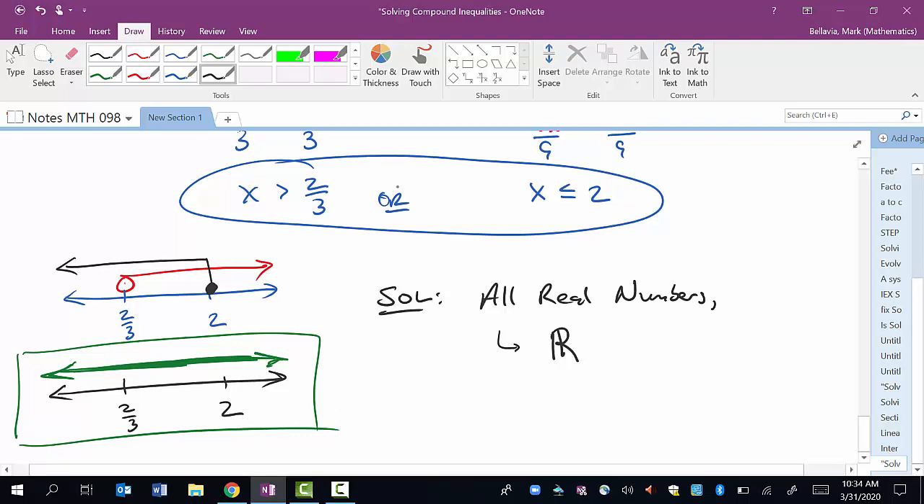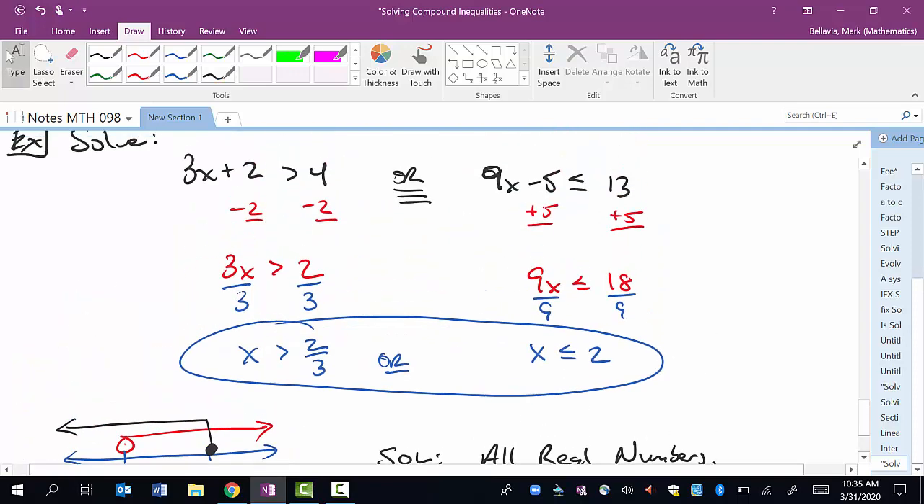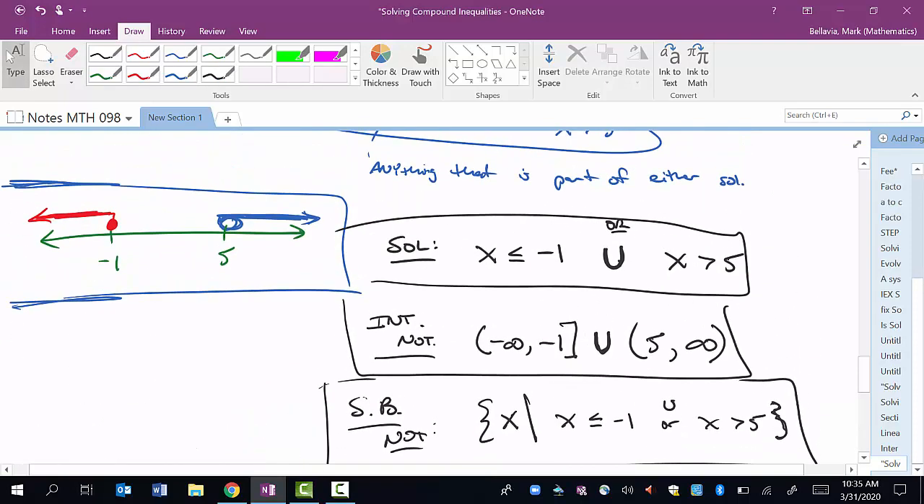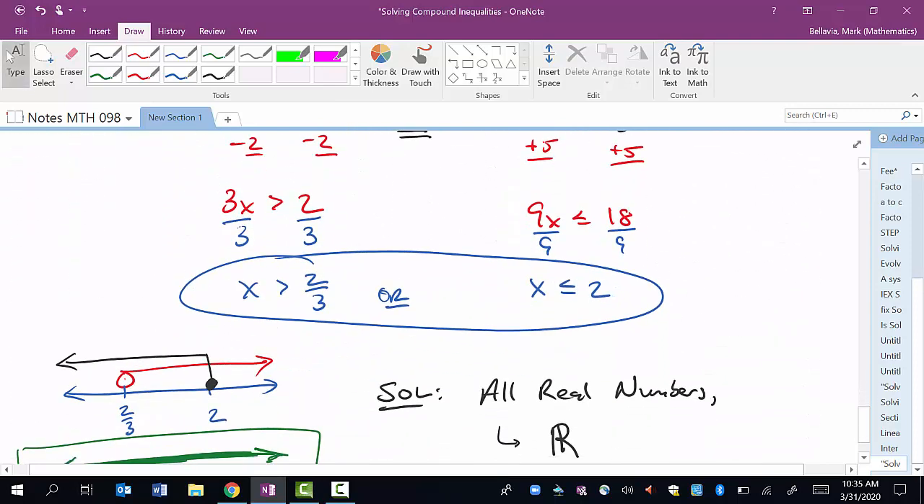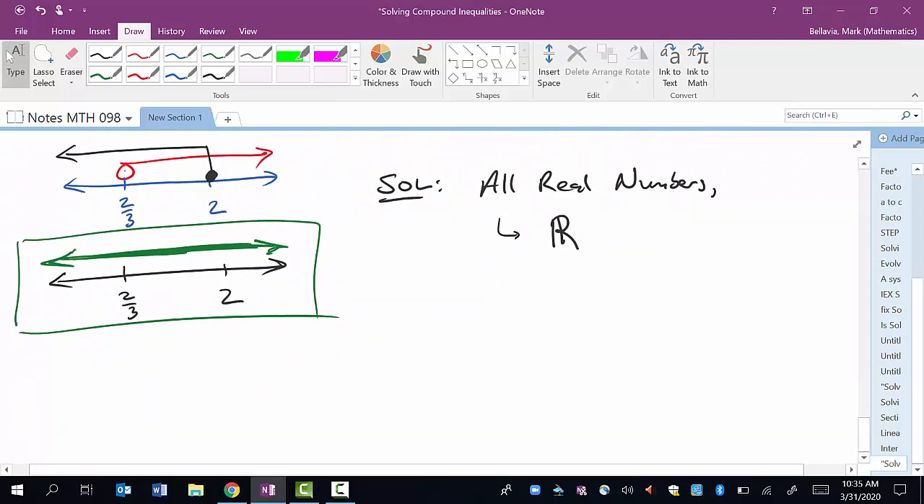If this was an AND problem, so if this said AND instead of OR, AND would be the overlap. Well, AND would be what's in between here. So it would be everything from 2/3, not including 2/3, up until 2. So the word in the problem really matters. And just because it says OR doesn't mean that you automatically have the previous case. We don't automatically go opposite ways. That's something that people try to deduce sometimes. It's not true. So this would be all real numbers.